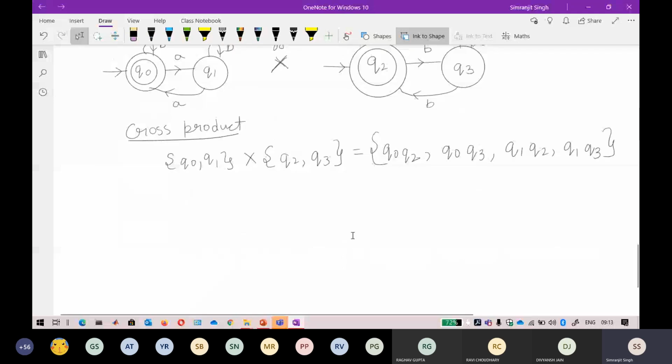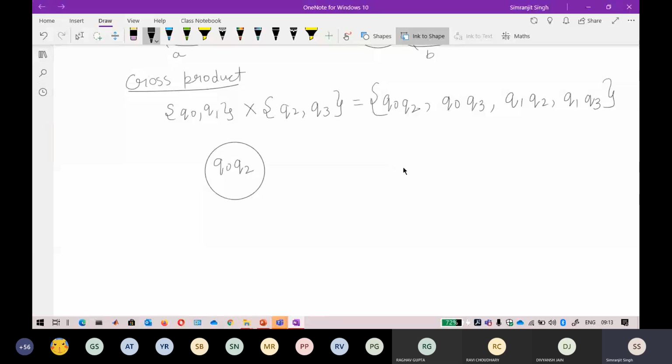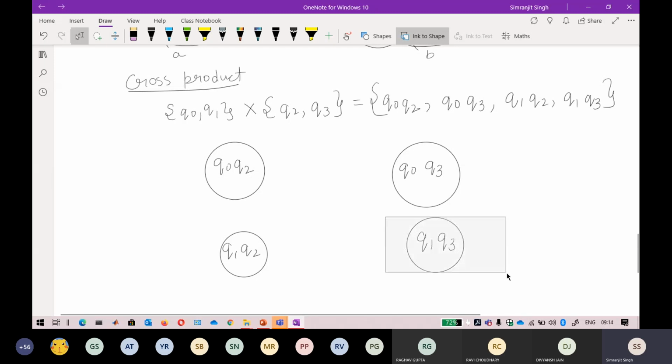Now we will get our resulting number of states. I know that the number of states will be 4 here. So I just place it like this. Q0 Q2 is the name of the state. Q0 Q3 is another name of the state. Q1 Q2 is another name of the state, and Q1 Q3 is the fourth state. If I just select this and move it down, now I just need to define the transition of this.